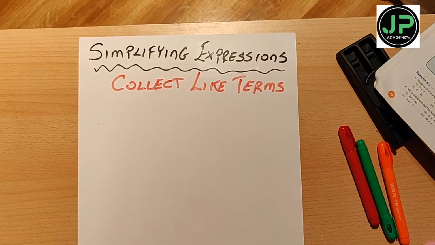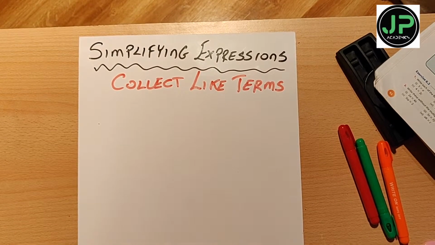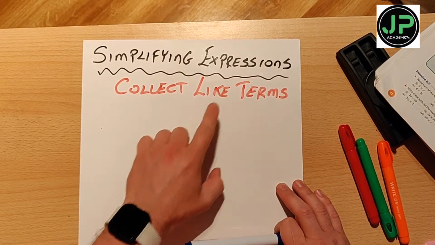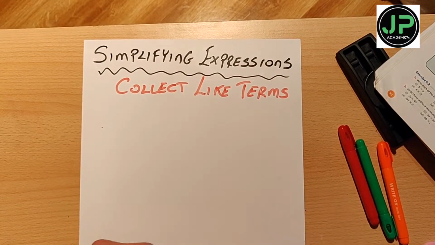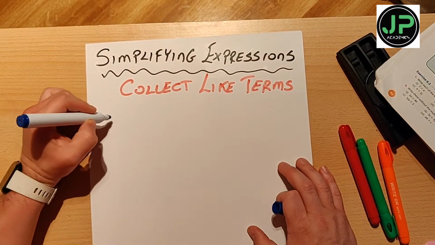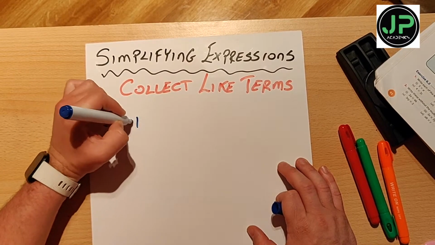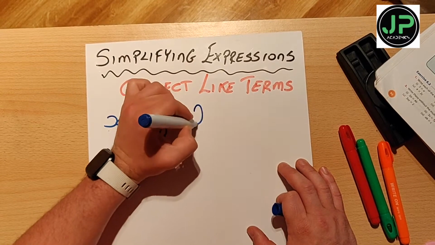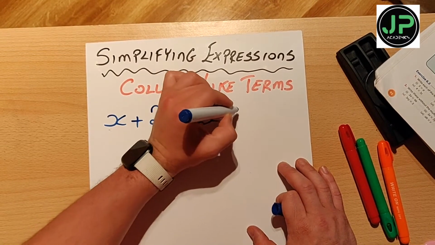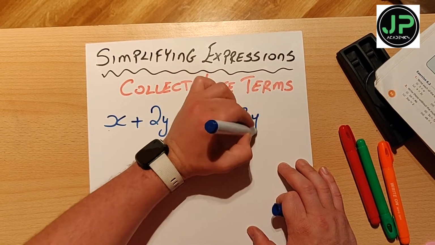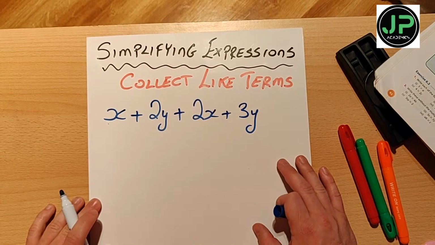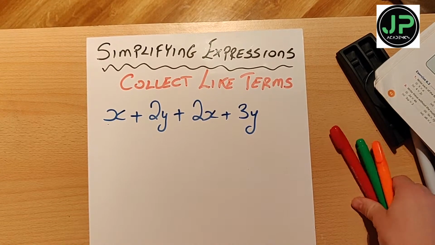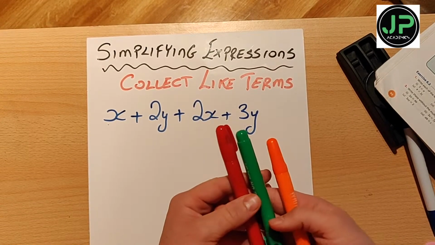Okay, so now we're going to start doing proper examples. What I want to do in this question is to simplify the expression by collecting like terms. So to start with a nice easy one, it's x plus 2y plus 2x plus 3y. Now, what do we do? The first thing I'm going to do is get out my colours to make it a bit easier.